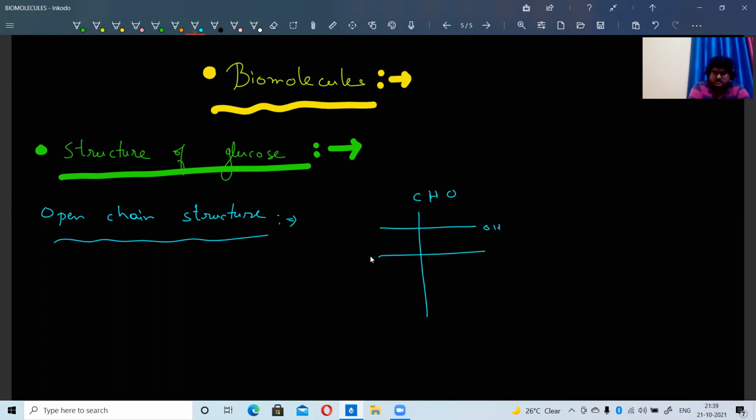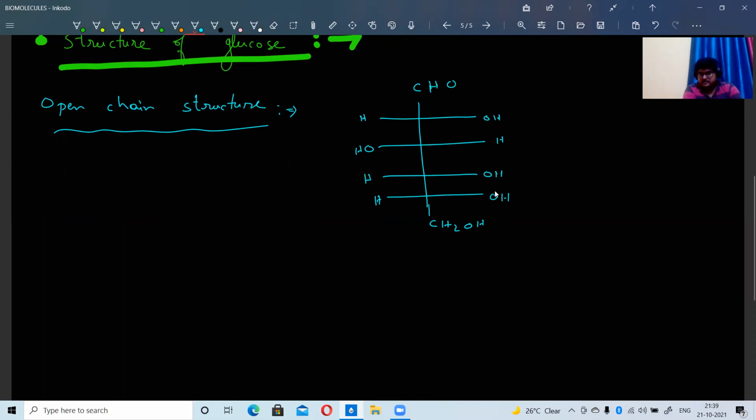OH, in this case OH is present, here also OH group is present, H, H, and this one is CH2OH. Now if you take this carbon, whatever carbon is directly attached with the CH2OH group, at this particular carbon OH is on the right hand side. That's why we can write this one is the alpha glucose.